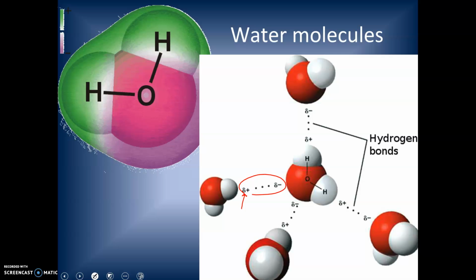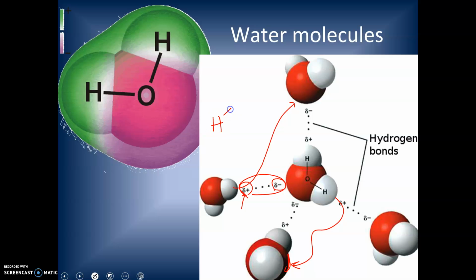And this will form, and then it'll break, and then maybe it floats over here and forms one with this one, and maybe this one forms one with the oxygen on this. Remember, it'll never be hydrogen to hydrogen or oxygen to oxygen. It's always the opposite charges. It's always the hydrogen of one and the oxygen of the other.